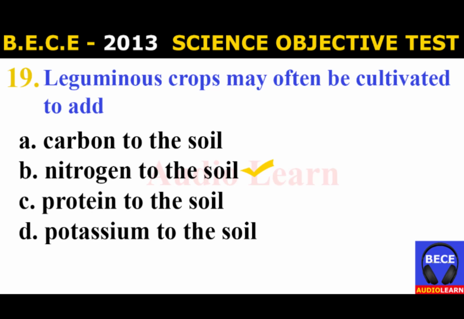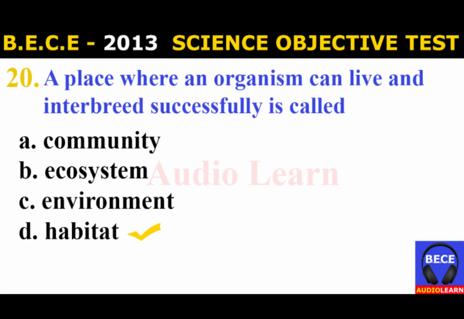Number 19. Leguminous crops may often be cultivated to add A. Carbon to the soil, B. Nitrogen to the soil, C. Protein to the soil, D. Potassium to the soil. And the answer is B. Nitrogen to the soil. Leguminous crops may often be cultivated to add nitrogen to the soil.